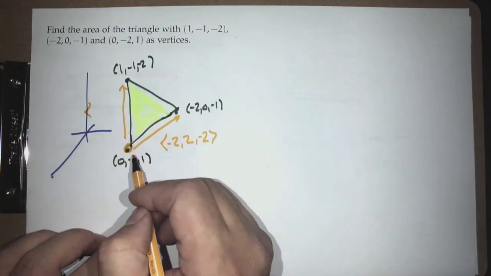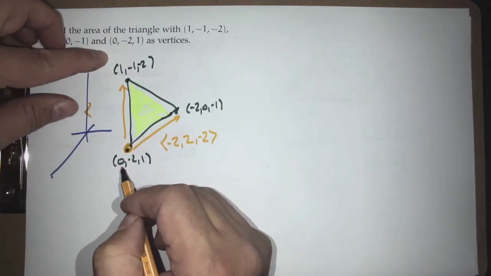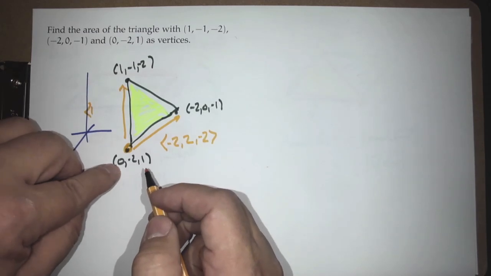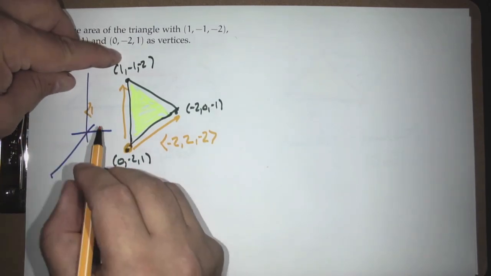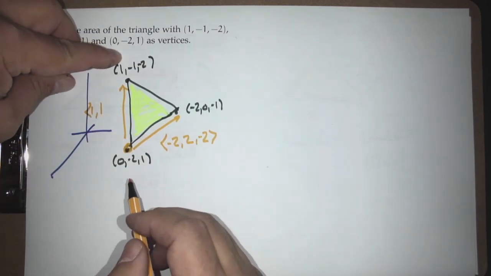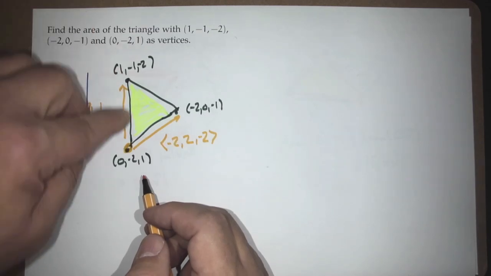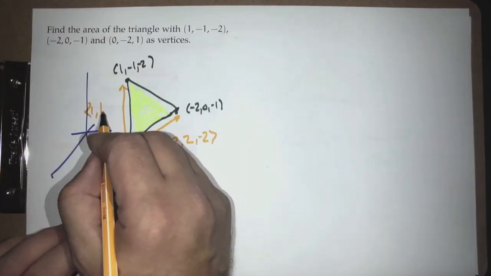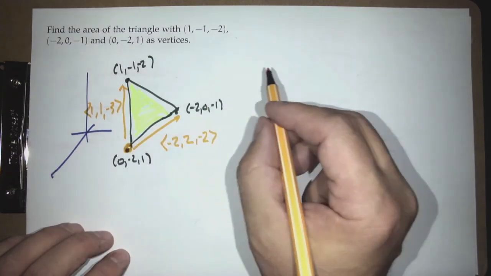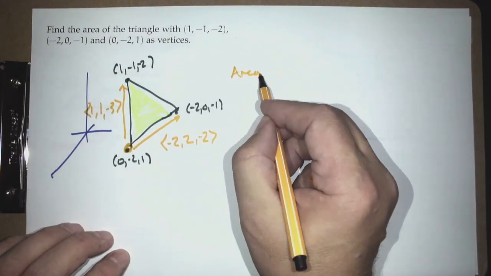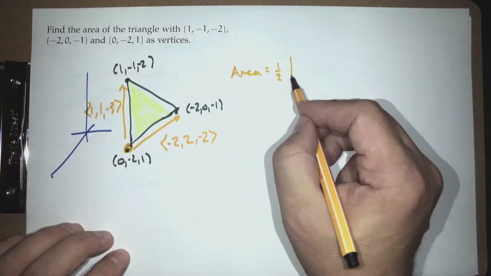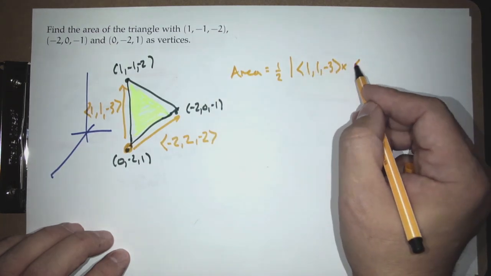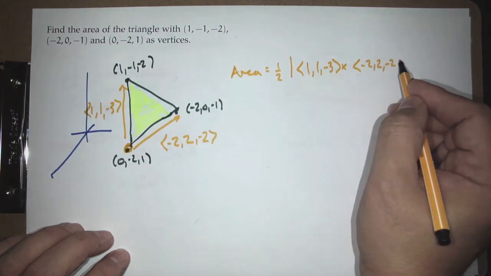Okay, how about here? I went 0 to 1. I added 1. You can think of it as also 1 subtract 0. Negative 2 to negative 1? I added 1, right? Or if you write negative 1, subtract negative 2. 1 to negative 2. Subtract 3. So then the area will be 1/2 the magnitude, 1, 1, negative 3, cross negative 2, 2, negative 2.